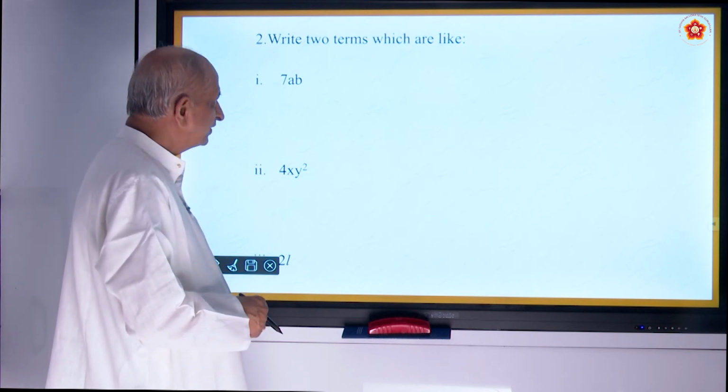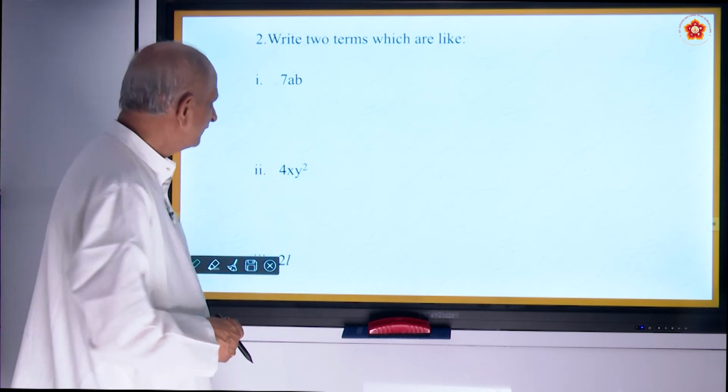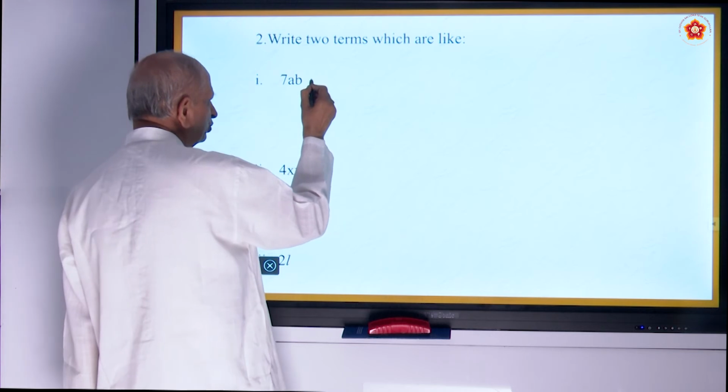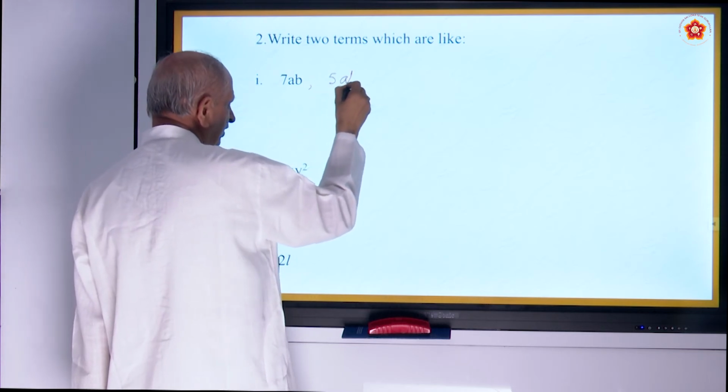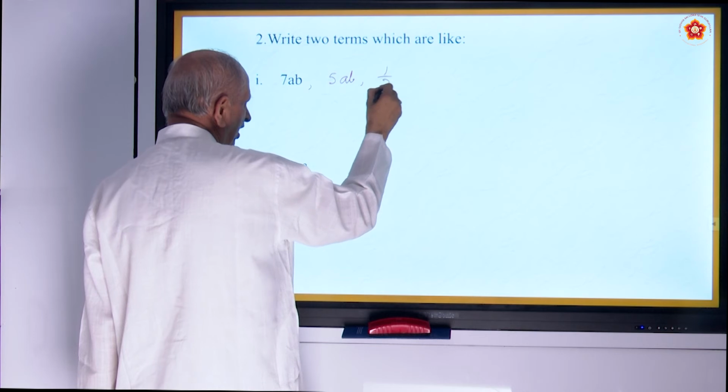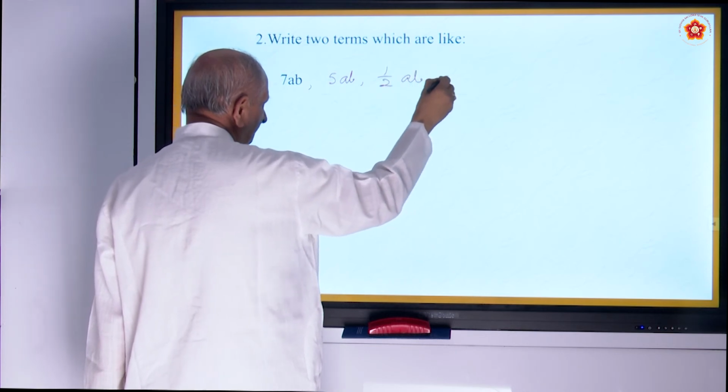Write two terms which are like 7ab. Come on. Which are two terms which are like 7ab? You can write 5ab or half ab, etc.